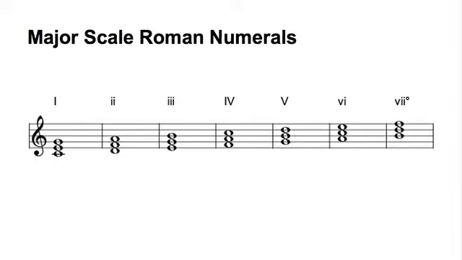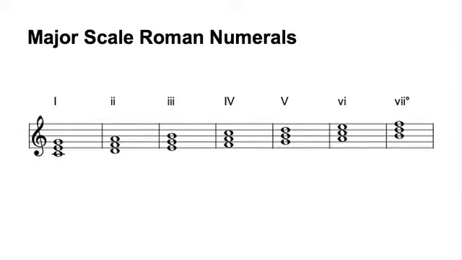In a major key, 2, 3, and 6 are minor chords. So we've got D, F, and A. That's the 2 chord. That's a minor chord. D to F is a minor third. The 3 chord is E, G, B. E to G is a minor third.